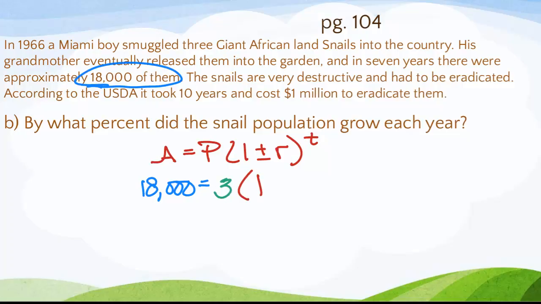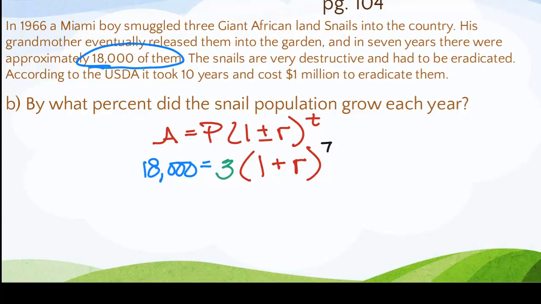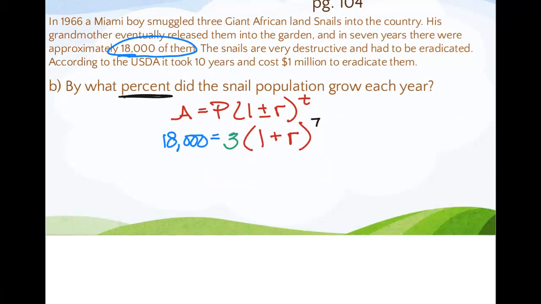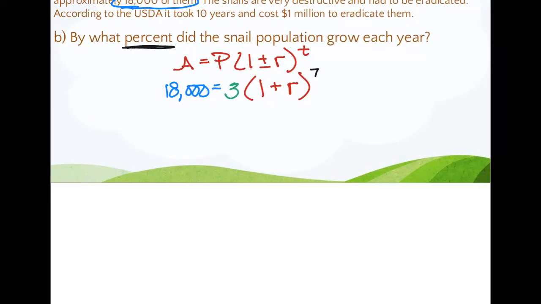Times 1. We said this is plus. They are increasing. The rate we do not know. And we said the time was how long in years? 7. So now we are trying to figure out that rate as a percent. All right, and we've got lots of fun little numbers here.